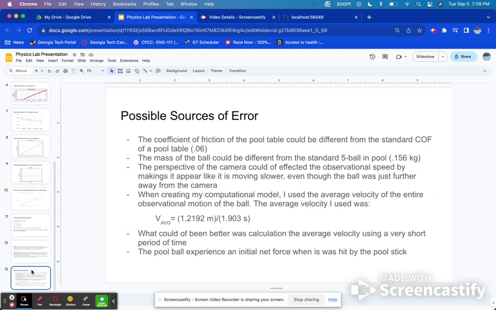So here are some possible sources of error. The coefficient of friction on the pool table could be different from the standard COF. The mass of the pool ball could be different. The perspective of the camera could be affected by the observational speed. And I used the average velocity of the entire observational motion of the ball, where I should use a short period.